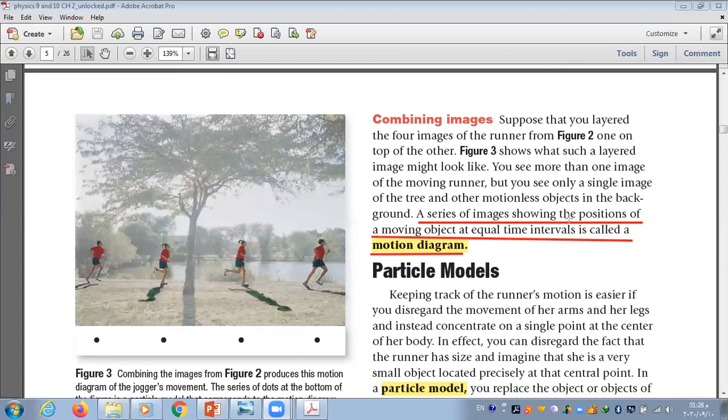So this is the meaning of motion diagram. But here the question comes: is this a practical way to take pictures to study motion? It can tell you if you have different objects, maybe a smaller object moving, maybe a bigger object moving. Is this considered a practical way, or can we have a better way than this one?